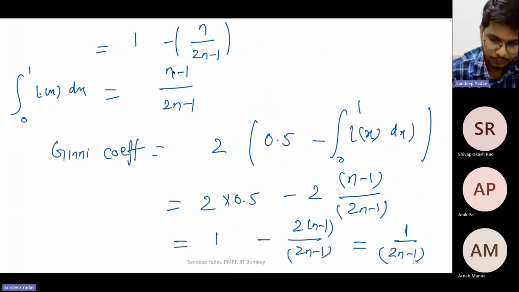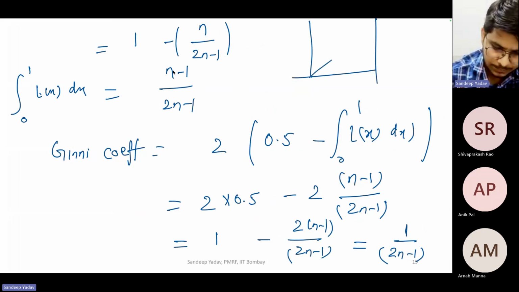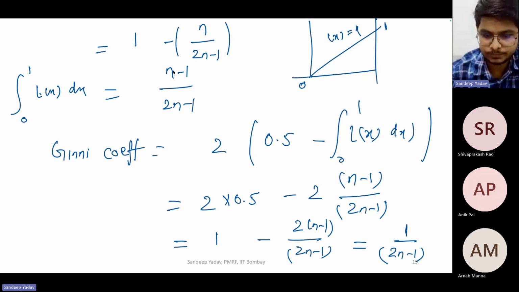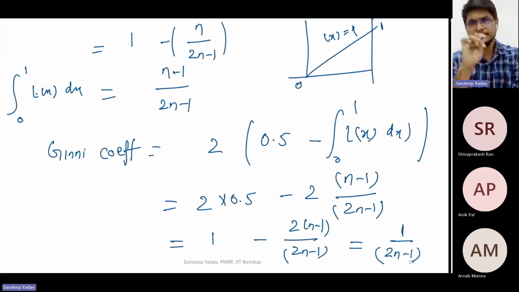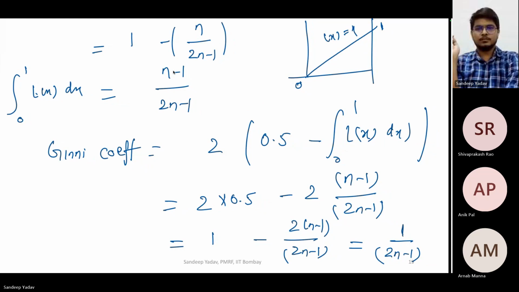Now answering your query: we know the Gini coefficient will always be, the Lorenz curve Lx is equal to x, it varies from 0 to 1 only. That's why we are integrating from 0 to 1. Is it clear? This whole Lorenz curve is defined from L0 equal to 0 to L1 equal to 1. That means no population is having zero income, equal to all income possessed by only one person. That is the ideal case.